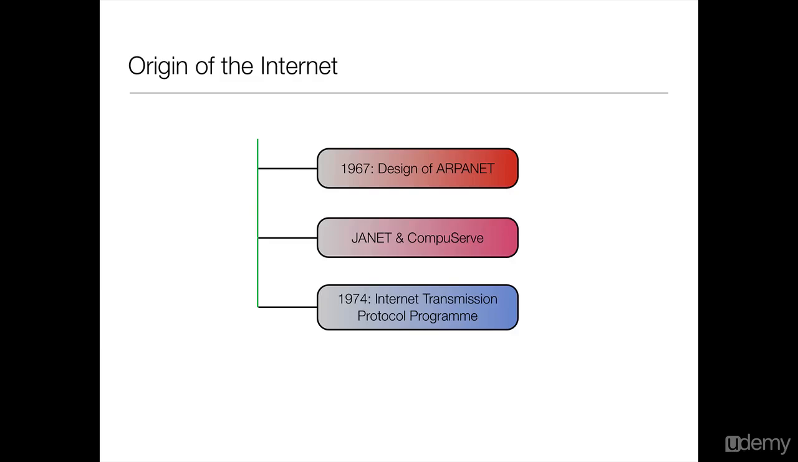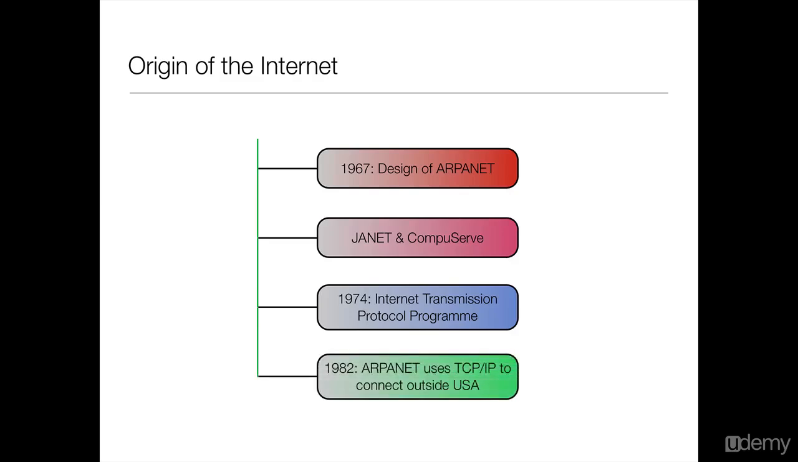The next development was the Internet Transmission Protocol program. TCP/IP was developed to enable different networks to connect. By 1974, there were a range of different networks using different protocols to communicate within those networks, and that needed some element of standardization, and that's what TCP/IP enabled to happen, with ARPANET to then connect outside the USA. And in a sense, 1982 was the birth of the internet.